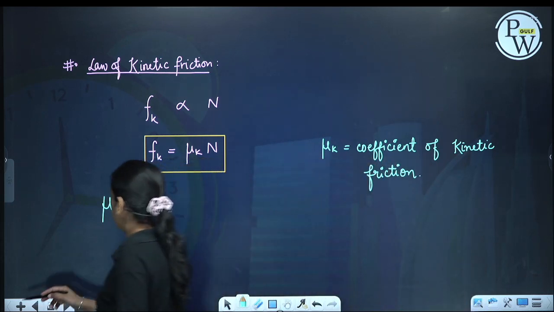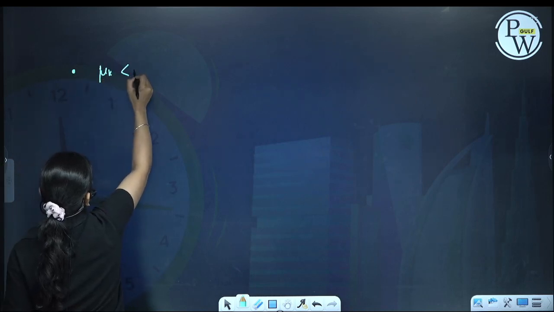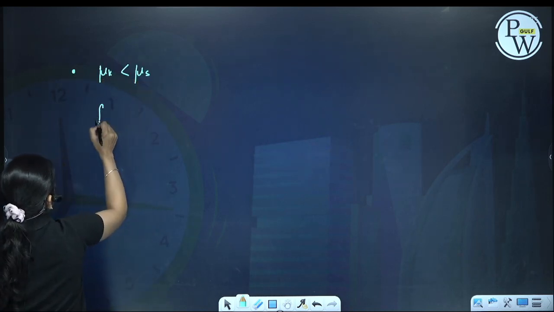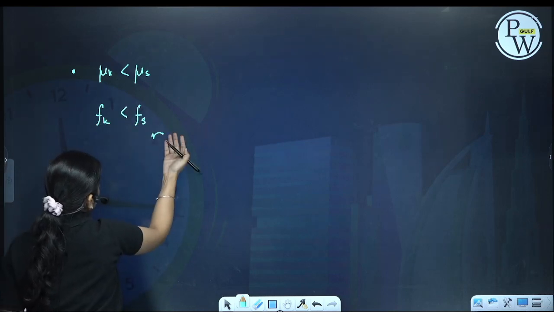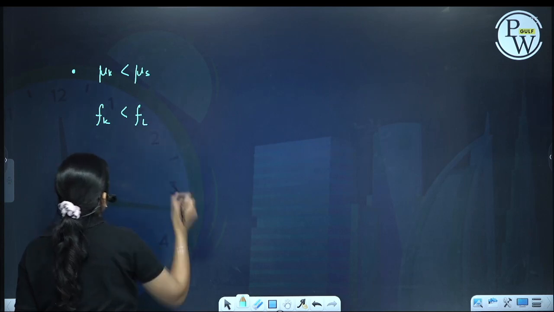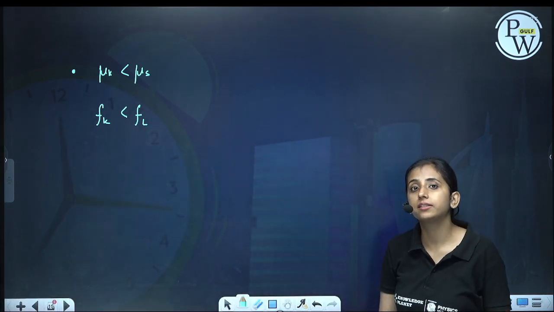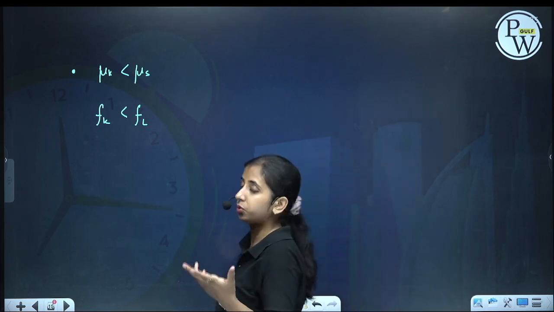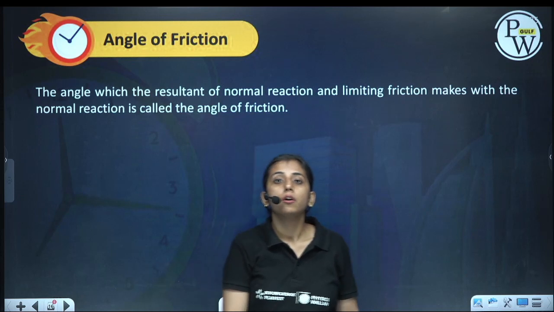Now mu k is a little lesser than mu s, and that's why kinetic friction is a little lesser than limiting friction. These are the laws of friction.